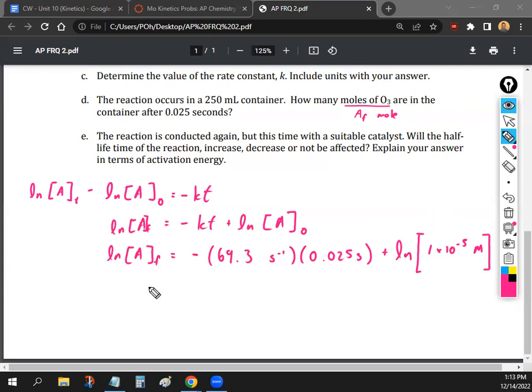I'm not going to go through all the math steps, but basically the final concentration of O3, you should get something around 1.77 times 10 to the negative 6 molarity. Everybody got something similar?